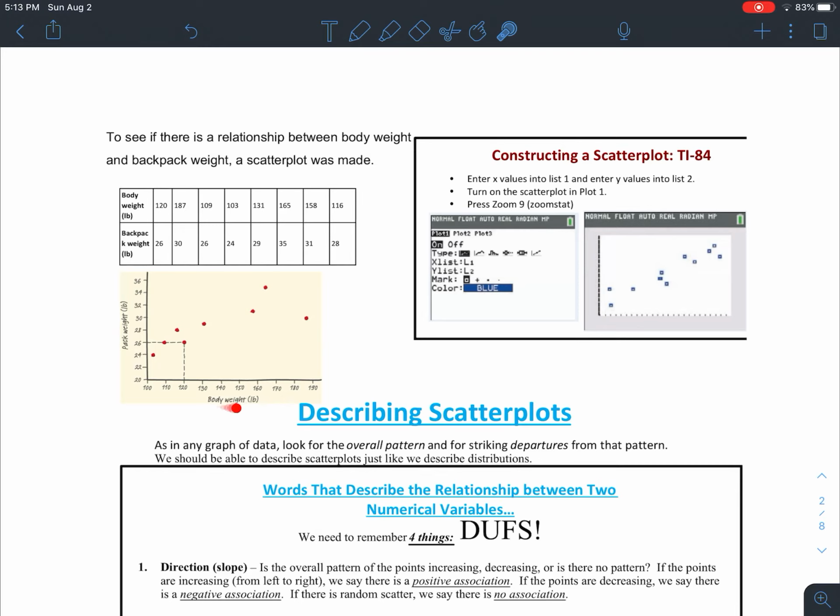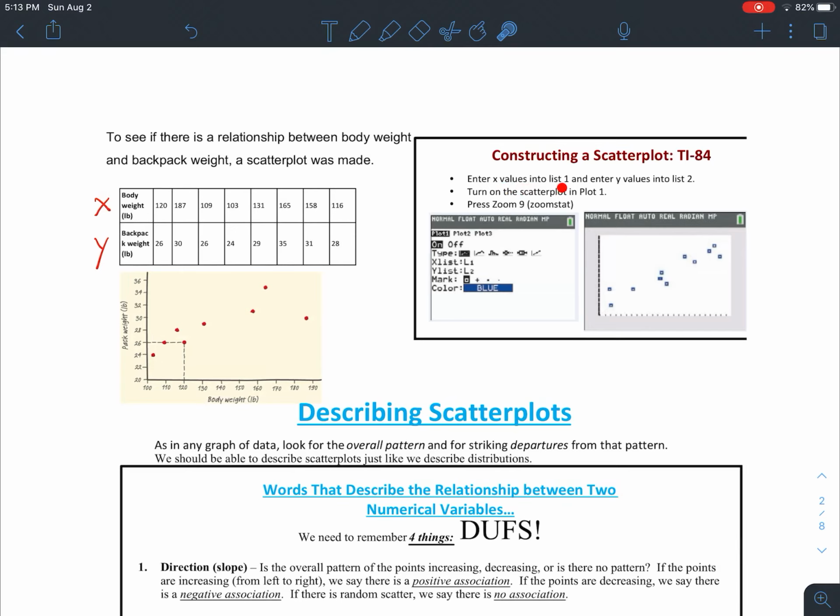It's pretty heavy. We're seeing if there's any type of correlation between our X variable, which is the actual body weight of the person, and how much they're able to carry as far as the weight of their pack. That's our Y variable. Okay, so I'm going to label X by body weight, Y by backpack weight. And I have a little note here off to the side, a graphic, reminding you how to make a scatter plot on your graphing calculator.